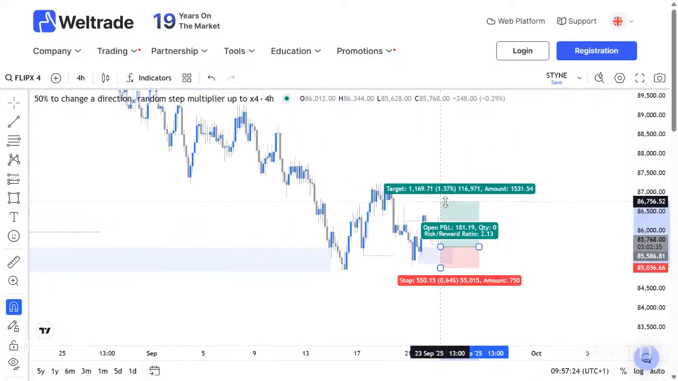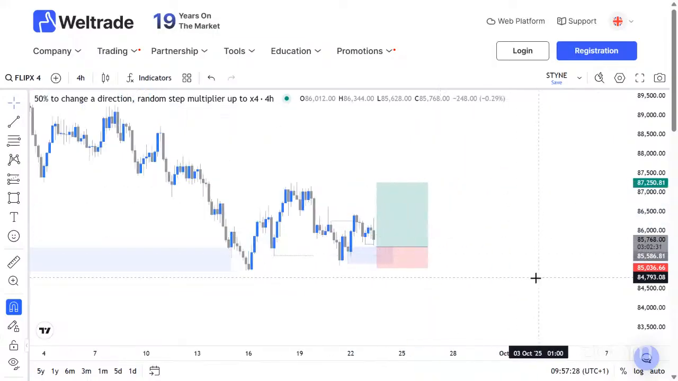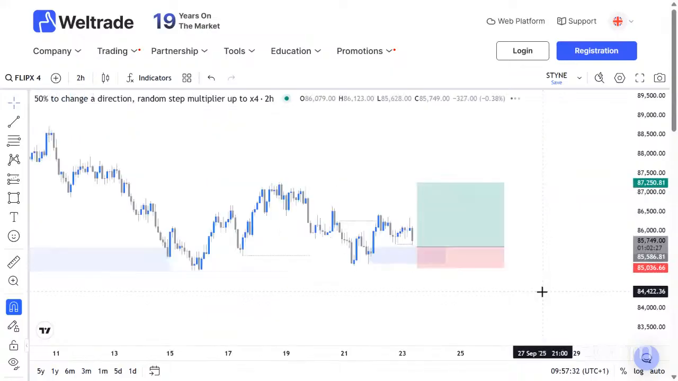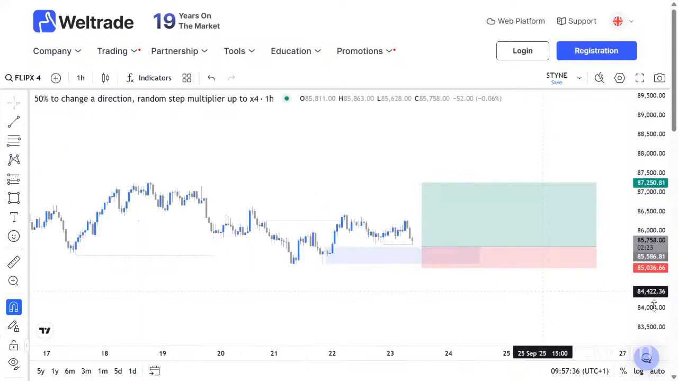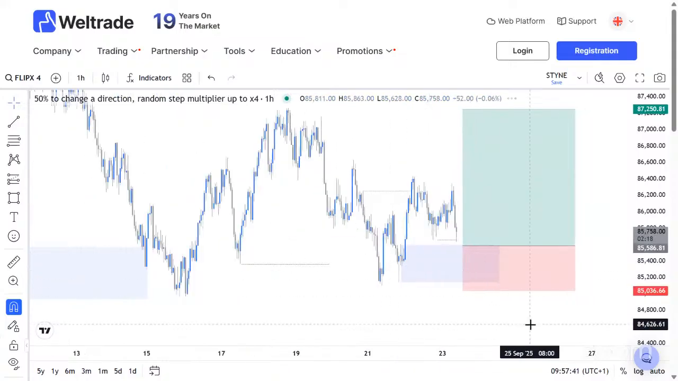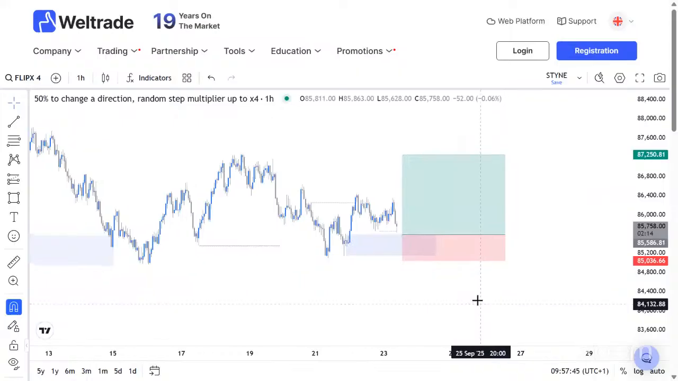And let's do 2-3 hour. For now, let's see how that goes. Is that okay? Let's see how this goes. So that's my view. The thing is still very clear on the 2 hours. Let me check the 1 hour. Okay, the liquidity is still there, the fair value is still here on the 1 hour. So it's still valid. All right. So that's the trade for Flip X4.